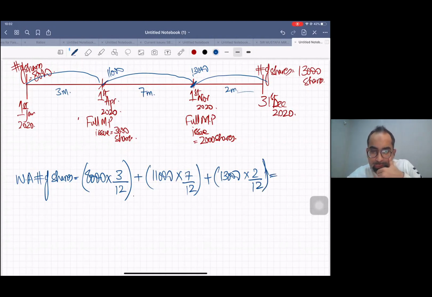Tell me the answer, the final answer. What's the final answer, please? Okay, so that's how you calculate the weighted average number of shares.